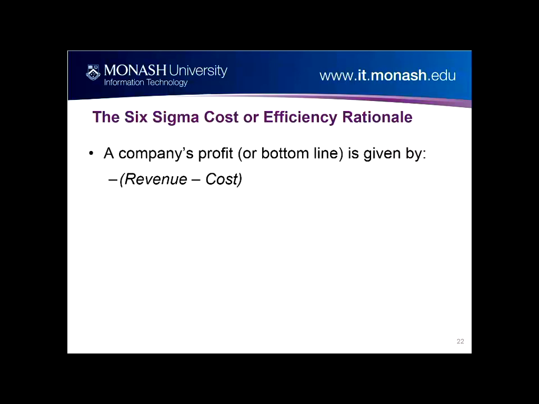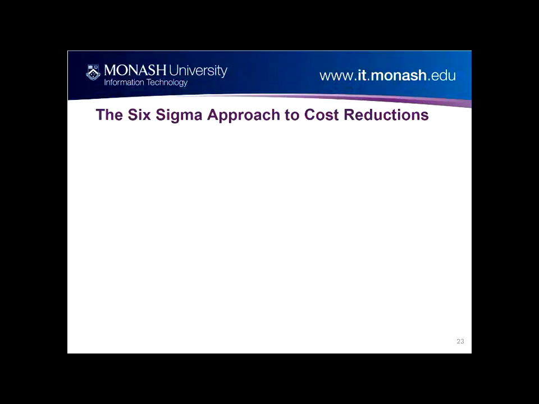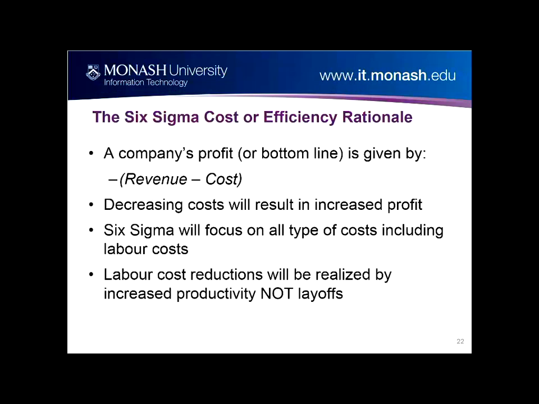So just now I said, okay, profit. Profit, bottom line, we call it bottom line in a company, is given by revenue take away the cost. Decreasing cost will result in an increase of profit. If revenue has no change, reduce this and it will increase the profit. Six Sigma will focus on all types of costs, including labor costs. Now, labor cost reduction will be realized by increasing the productivity, not the layoff.